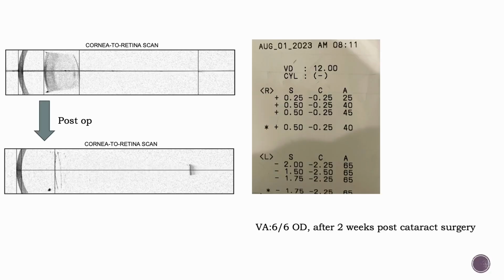This is the anterior segment OCT by Anterion 700. Although this patient has a trauma history with compromised zonules, the IOL is well-centered with the capsular tension ring. His visual acuity after surgery is 6/6 in his right eye, and his auto-refraction data is great.